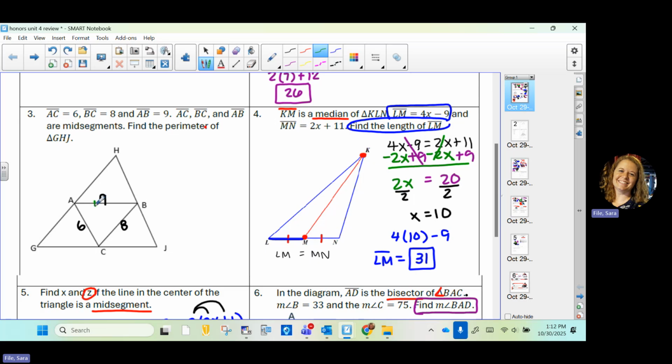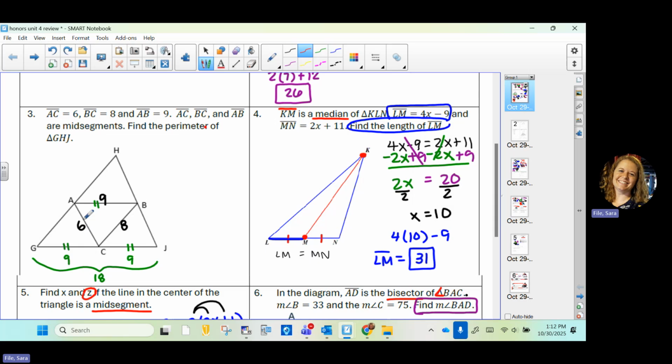So AB is parallel to GJ. So that means GC and CJ are the same length as AB. So those would both be 9. So what would this total length be? 18, right? Okay, now I'm going to do the same thing with all the other mid-segments.